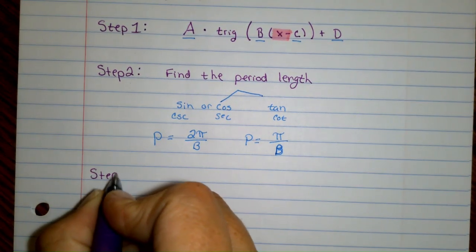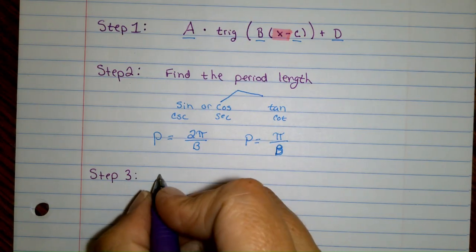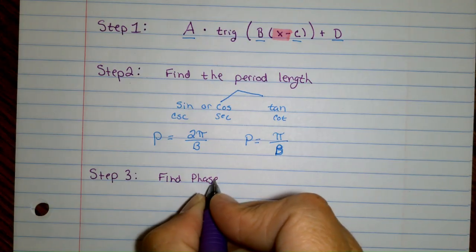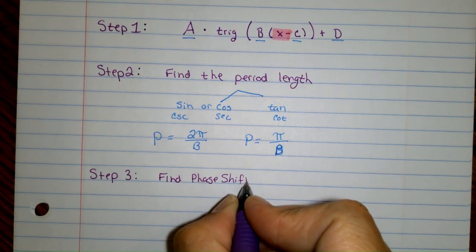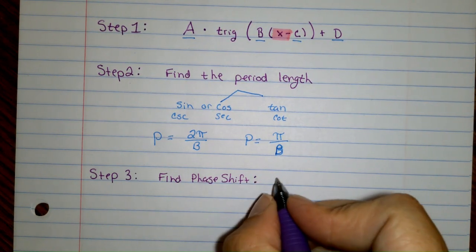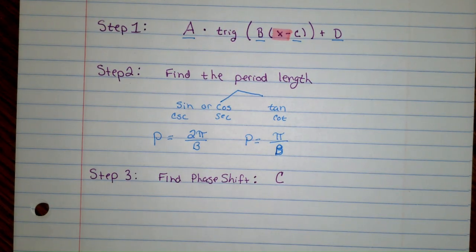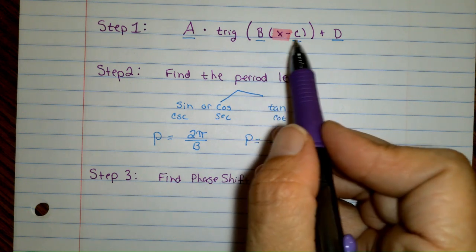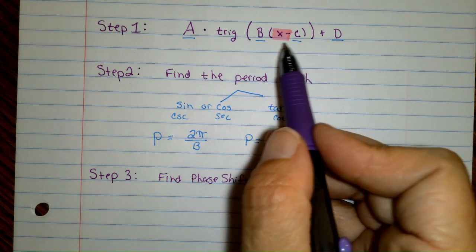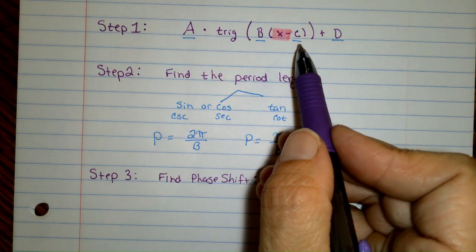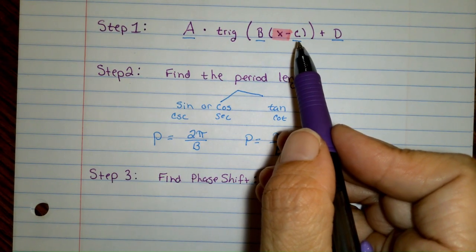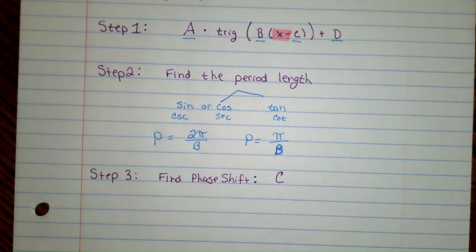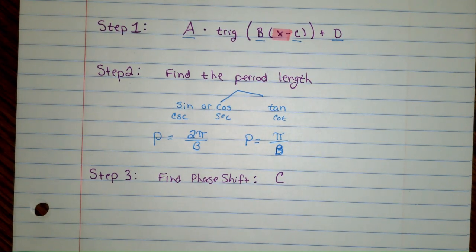Step 3. Find your phase shift. Your phase shift will be C, because this is kind of like the horizontal shift. The C value is how much you're going to shift left or right. And just like back in Algebra 2, that number there is going to be your phase shift, and it's always the opposite of what's in parentheses.